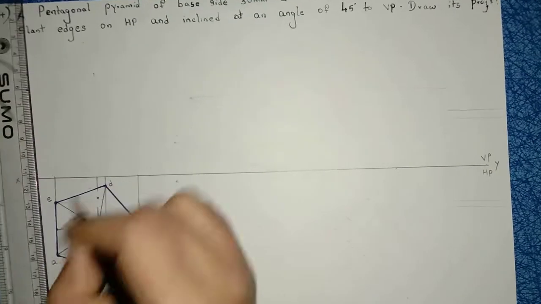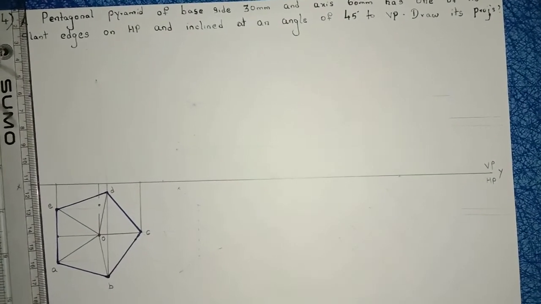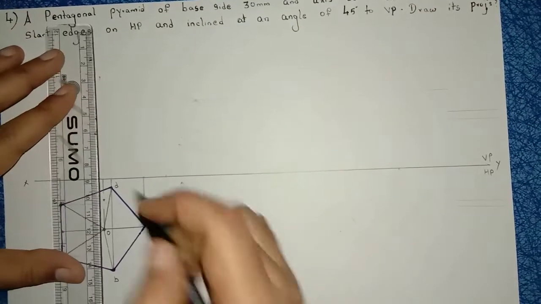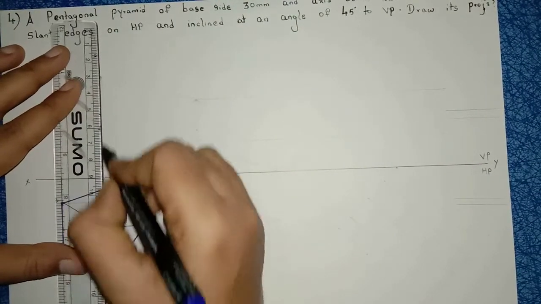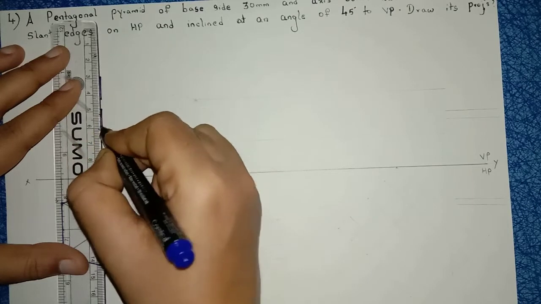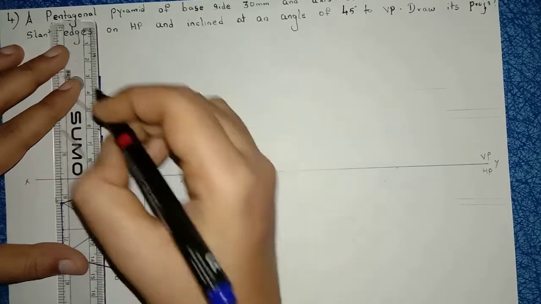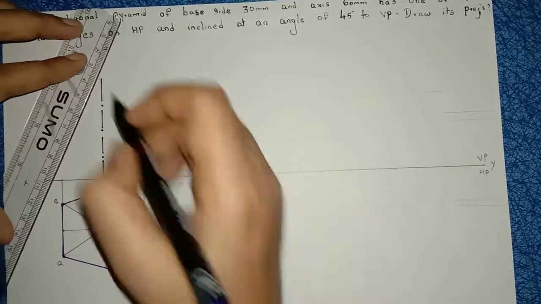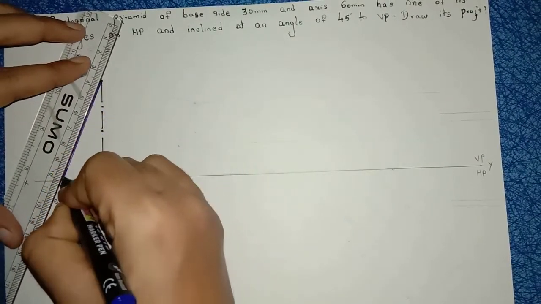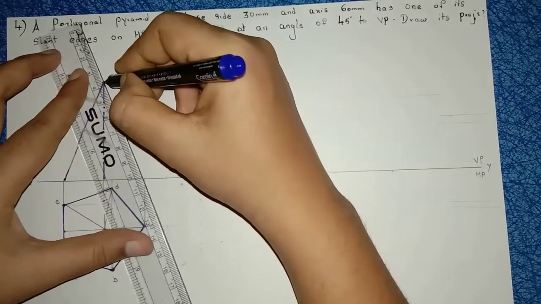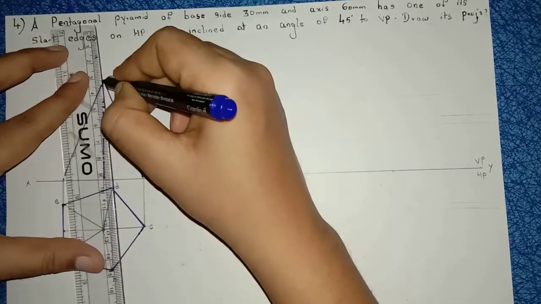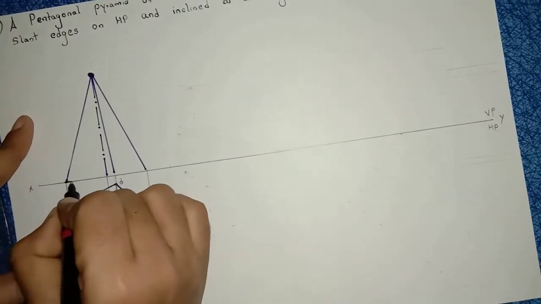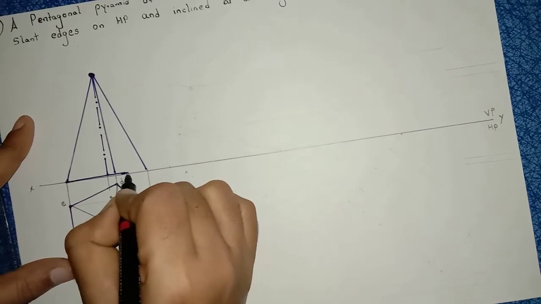This is our axis line. Right, after that in this question they mention the axis height is 60 mm. So from this draw the axis line of 60 mm. Axis line should be dash dot dash dot. Right, and now from this point join this corner, again from this point join this corner, again from this point join this corner. Right, now through this point draw a straight line here.